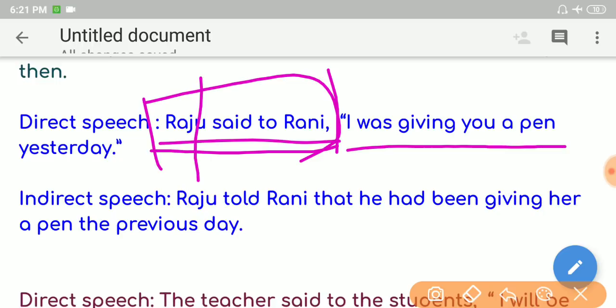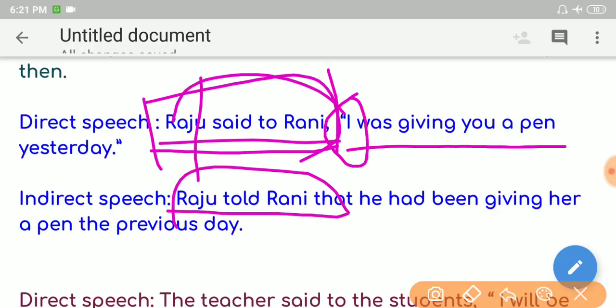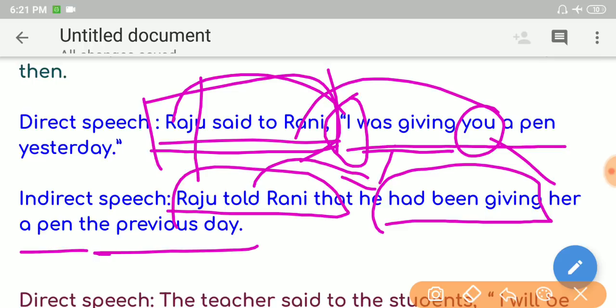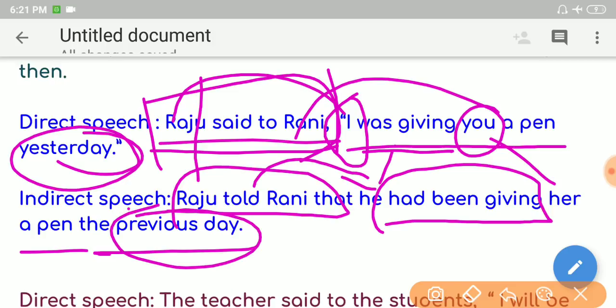Past continuous is there. Putting a step back to the past means past perfect continuous, my dear friends. Here, I refers to Raju, so we need not use Raju again because we have already used it here. That's why, instead of Raju, we must use the third person singular male pronoun, that is he. I changes into he because I refers to Raju. Was giving changes into had been giving. Past continuous changes into past perfect continuous. You refers to Rani, so her must be used. A pen yesterday, adverbial of time, nearness changes to farness, my dear friends. Yesterday becomes the previous day.